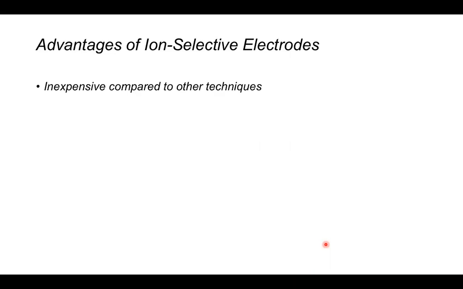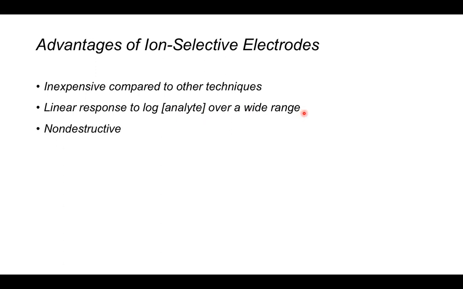So some advantages of ion selective electrodes. They're inexpensive compared to other techniques. They also tend to be faster. If you maintain it properly, it's very transferable. It's very reusable. The linear response to the log of the analyte over a wide range. So for example, there were 6 orders of magnitude for the linear response to the fluoride concentration.